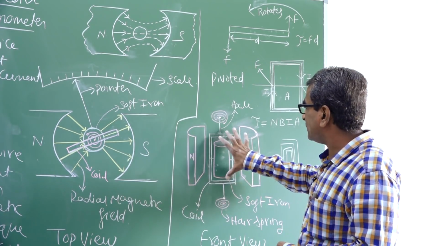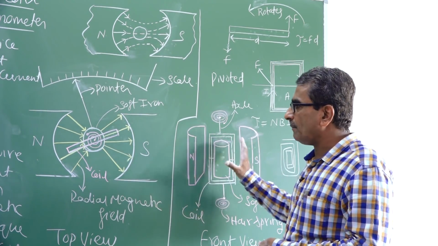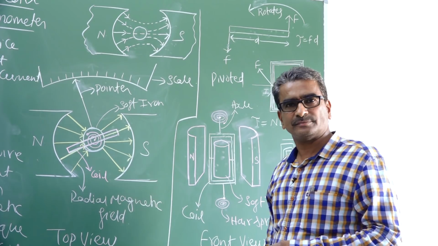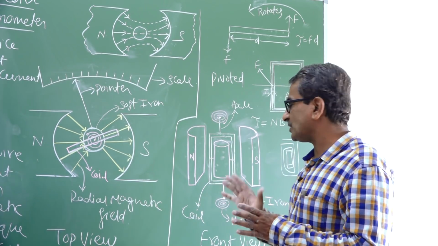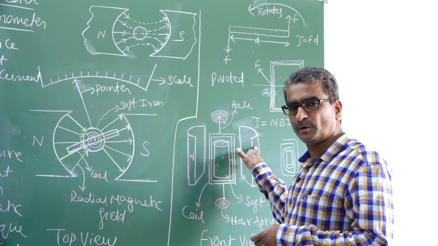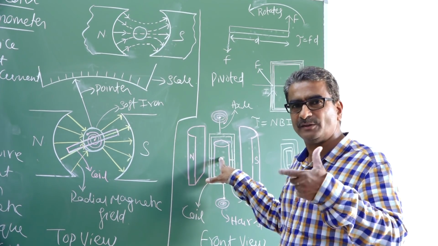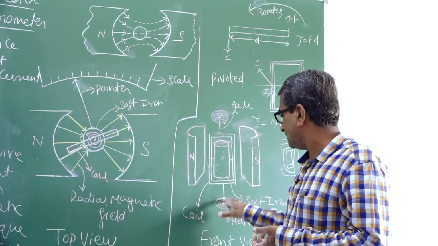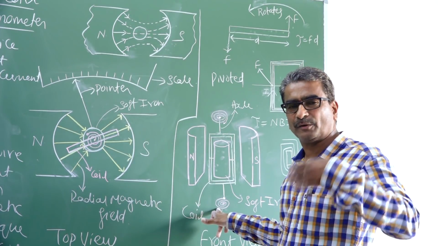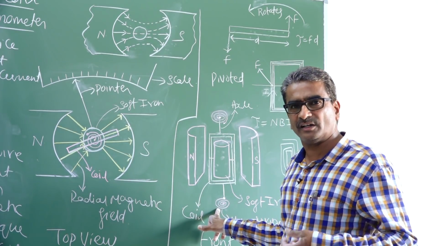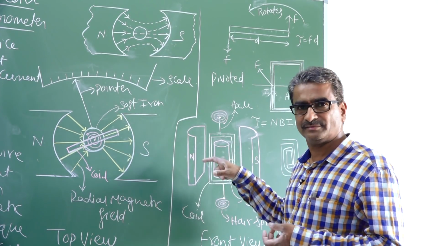See, this is nothing but the front view. Come back to the top view now. Don't forget the functioning of the parts. Concave pole pieces, radial magnetic field. Soft iron intensifies or makes the field strong at the center of the coil. These two, spiral air spring provides the counter torque or restoring torque to the coil.